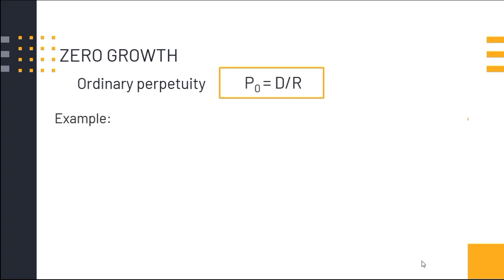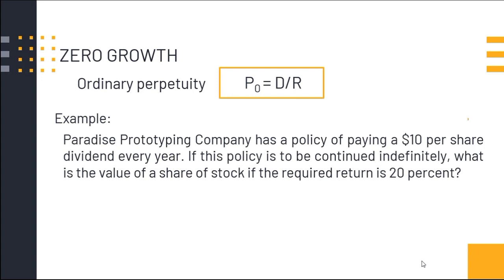So for example, suppose Paradise Prototyping Company has a policy of paying a $10 per share dividend every year. If this policy is to be continued indefinitely, what is the value of a share of stock if the required return is 20%? So the stock in this case is an ordinary perpetuity since infinite in dividends. So the stock is worth $50 per share.